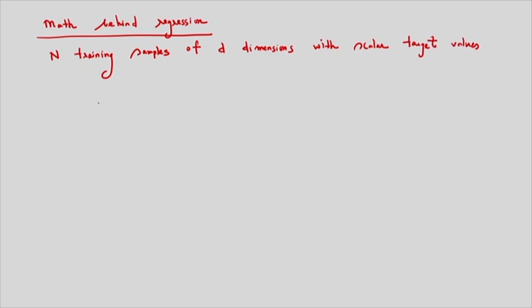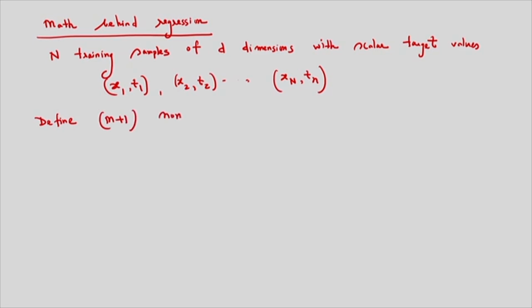I can represent it like this: x1 is the input, and the target value is t1; corresponding to the second input x2, the target value is t2. Like this we are given the training samples, up to xn with target value tn. Now let us define m plus 1 non-linear basis functions.